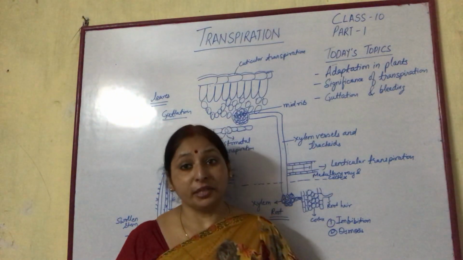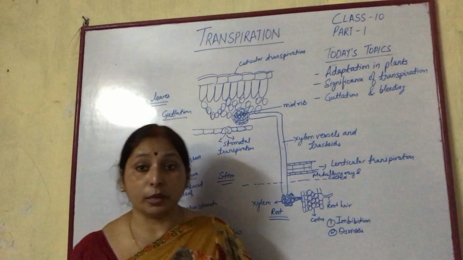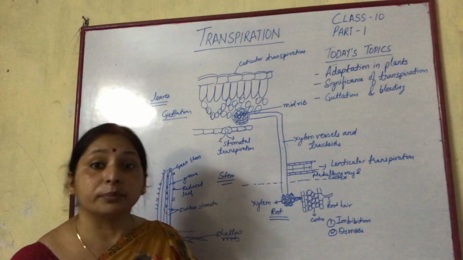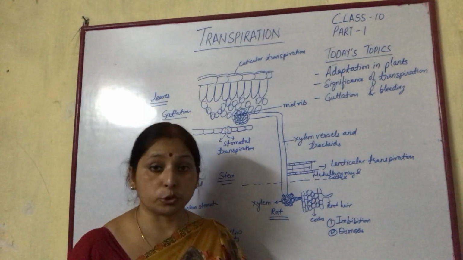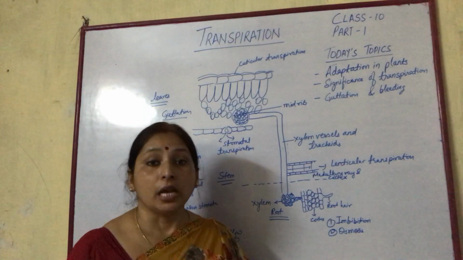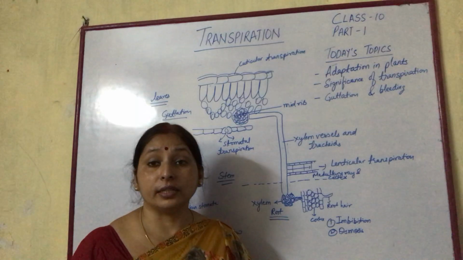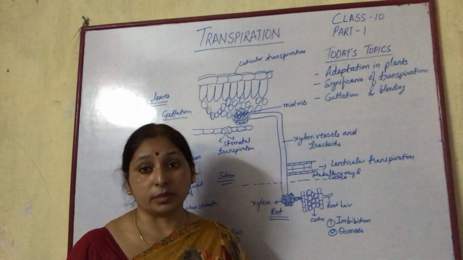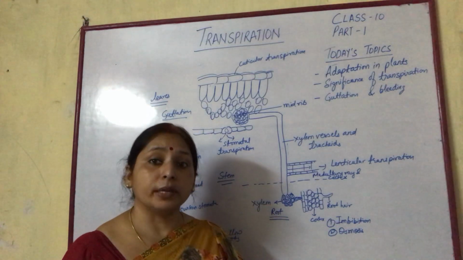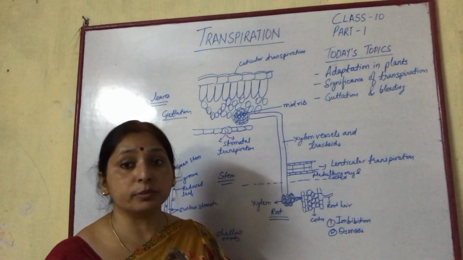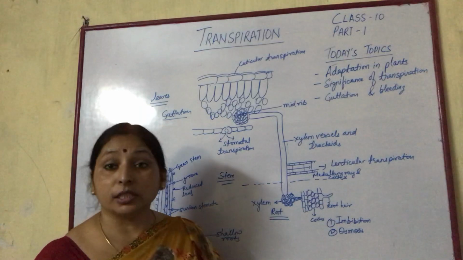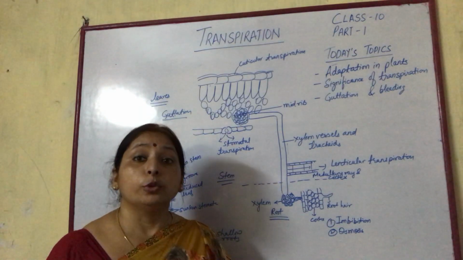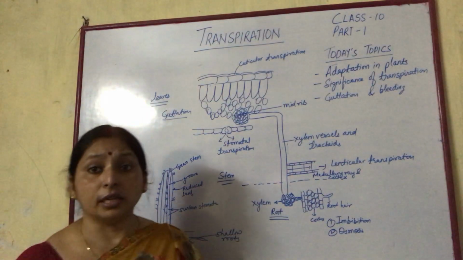Hello students, in the previous class we have studied about transpiration: the definition and the types of transpiration, the mechanism of transpiration, which is stomatal transpiration, cuticular and lenticular transpiration. After that we discussed the factors affecting the transpiration process. In today's topic we will study the adaptation process. What are the types of adaptation, or what are the different adaptations in plants to reduce the transpiration process?